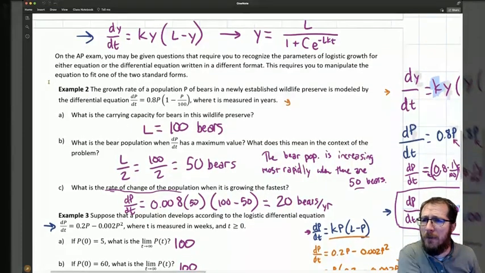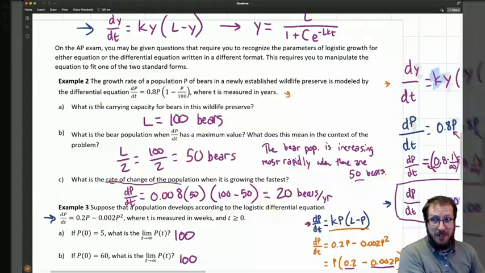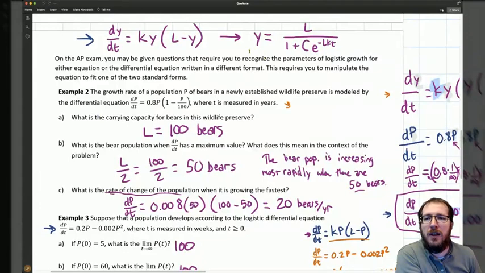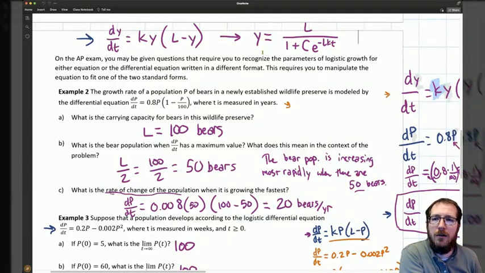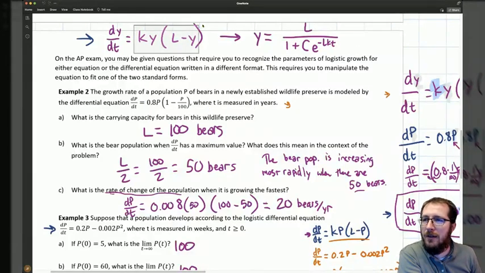Example 2: the growth rate of population P of bears in a newly established wildlife preserve is modeled by the differential equation dP/dt equals blah, blah, blah, where t is measured in years. It's really important that you know these two forms here. Don't assume you're going to be given either of these forms, okay? So study these, make sure you know these. Because when we're given a function like this, a differential equation, we need to be able to see that it's not in exactly the same form as this.